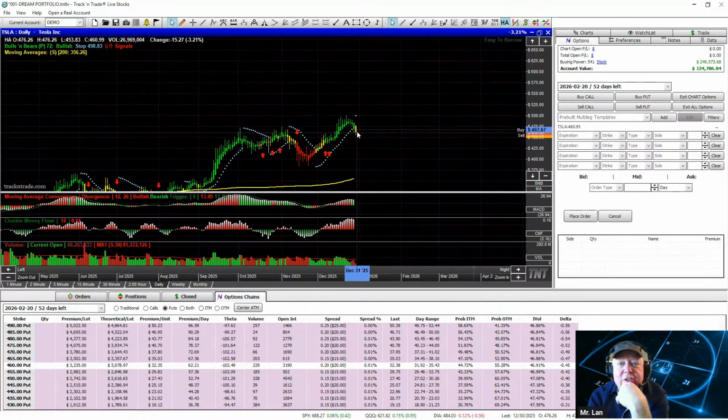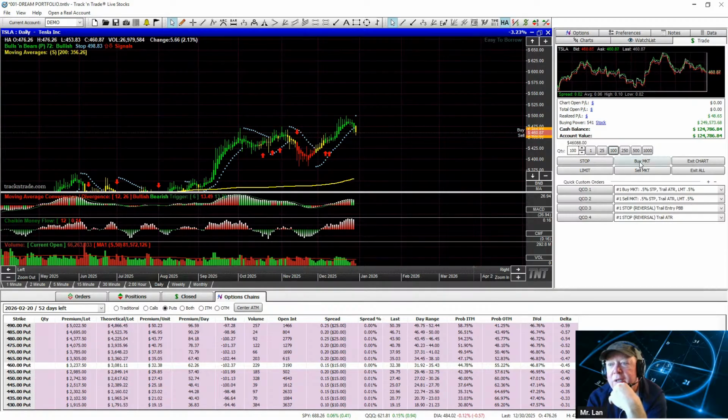So now we have 100 shares. Let's say we put our order in here and we got our 100 shares here. So we're going to come in here and we're going to simulate this. I'm going to come into my trading tab and I'm going to get 100 shares. So we're going to buy 100 shares.